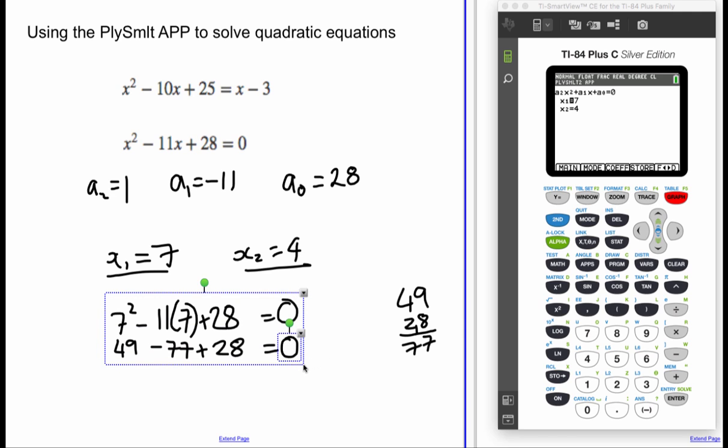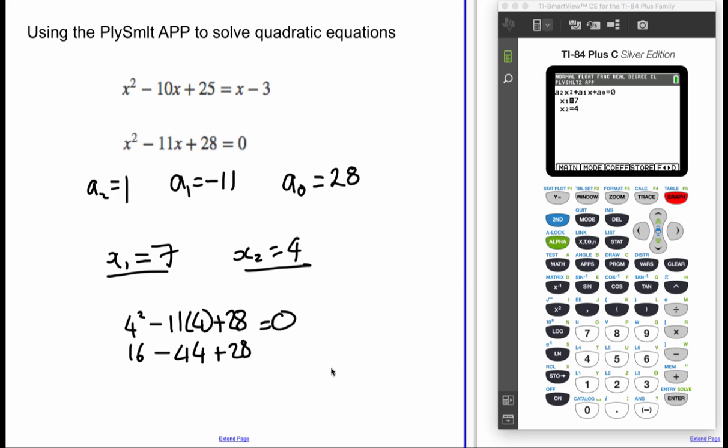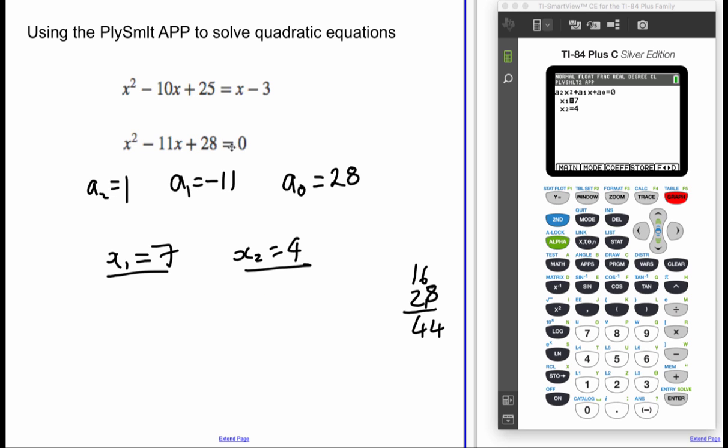Now let's check our second solution, which says x equals 4 is going to work. So let's try 4 squared, subtract 11 times 4, plus 28. Is that equal to 0? 16 subtract 44 plus 28. Let's do a little bit of mental arithmetic. 16 and 28 are the positive terms, and 16 plus 28 is 44. Subtract 44 is indeed 0. And so both of those solutions, the 7 and the 4, are the correct solutions for our quadratic equation.